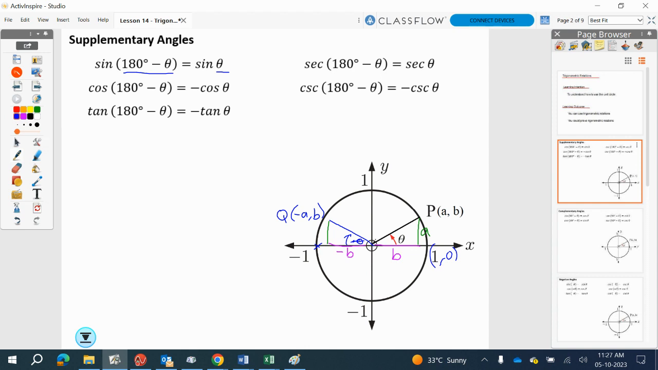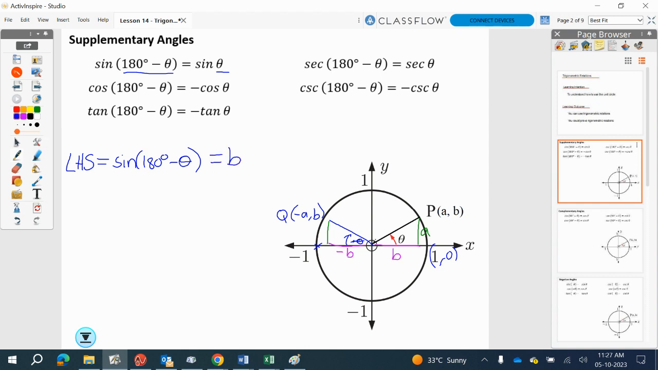Our job is to show that sine of 180 minus theta is equal to sine theta. So we start off on the left-hand side. That's what this symbol means. It says the left-hand side of the equation I'm going to prove is, and then we copy it down, sine of 180 degrees minus theta. Now, using the unit circle, is a sine value the x value or the y value? Y. A sine value is the y value. So at point Q, what is the y value? B. So at point Q, the y value is B.